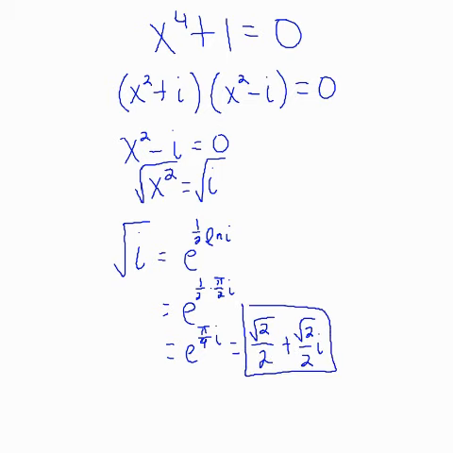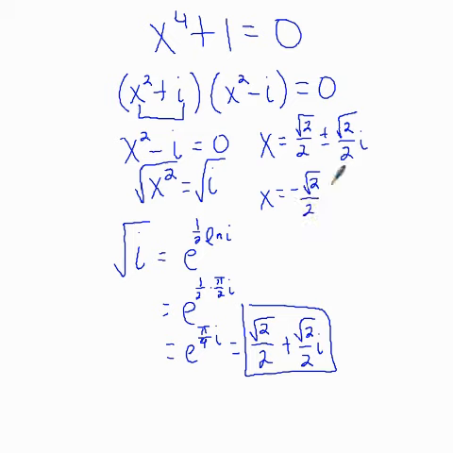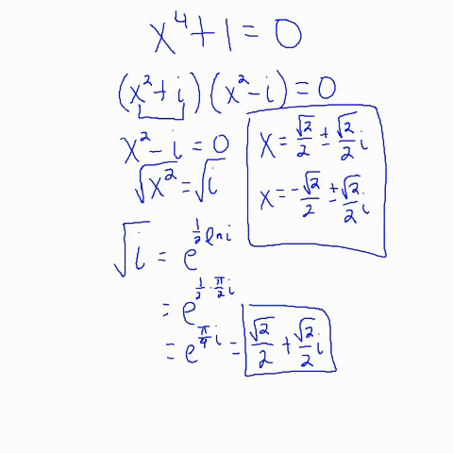Now remember, we need the plus and minus of that, and we're also going to get effectively the conjugates from here. So our final solution set is x equals root 2 over 2 plus or minus root 2 over 2i, and then x equals negative root 2 over 2 plus or minus root 2 over 2i. And that is the final answer.